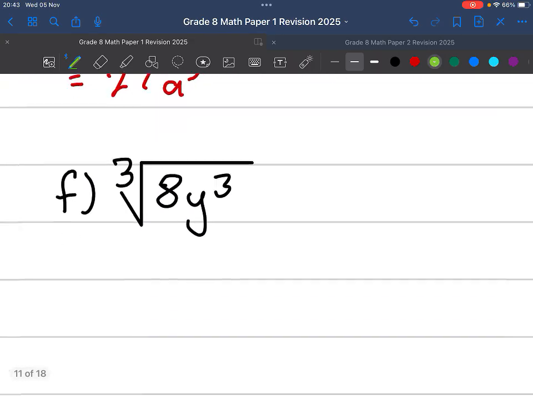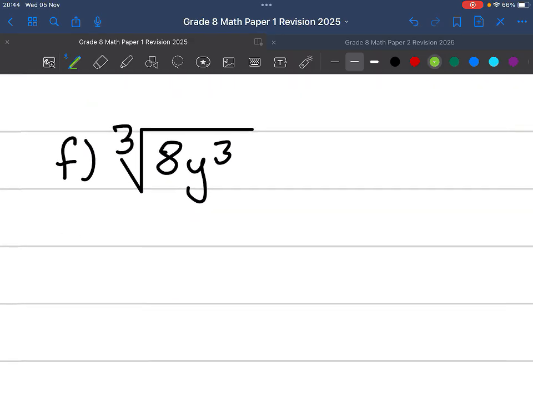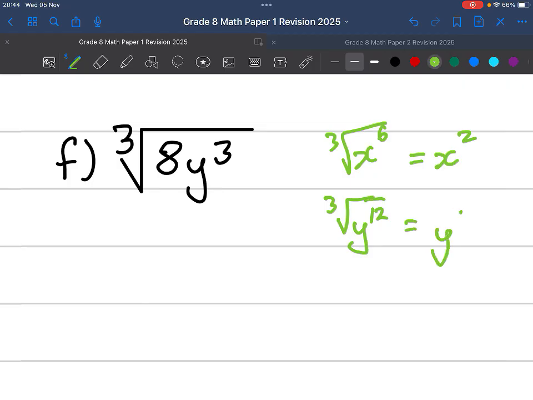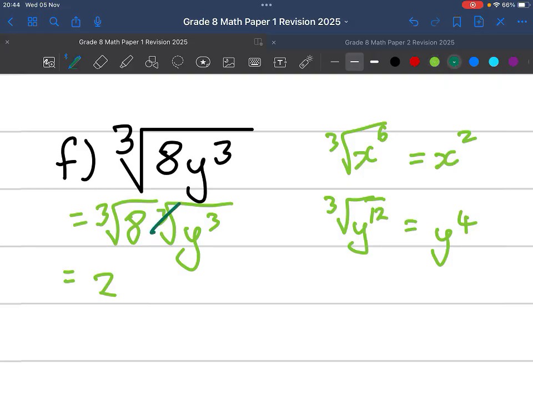Right, let's go. Now when you have a cube root, what's the cube root of x to the power 6? You're gonna divide it by 3 now because it's a cube root, so it's x to the power 2. The cube root of y to the power 12 is y to the power 4. Now let's have a look here. Now you got the cube root of 8 and the cube root of y cubed. The cube root of 8 is gonna give you 2. A cube root and a cube will cancel, so that's just gonna give you y.